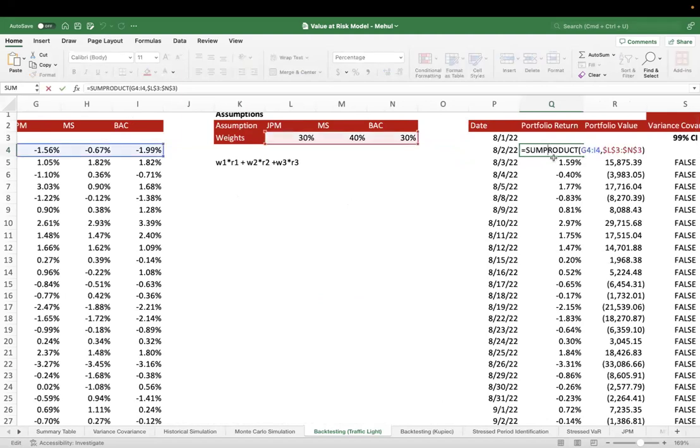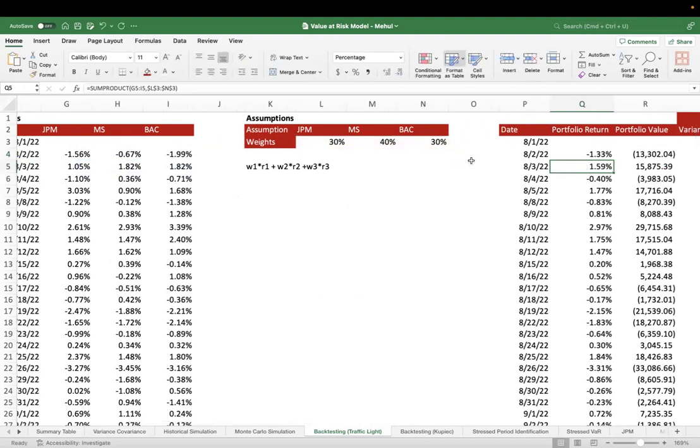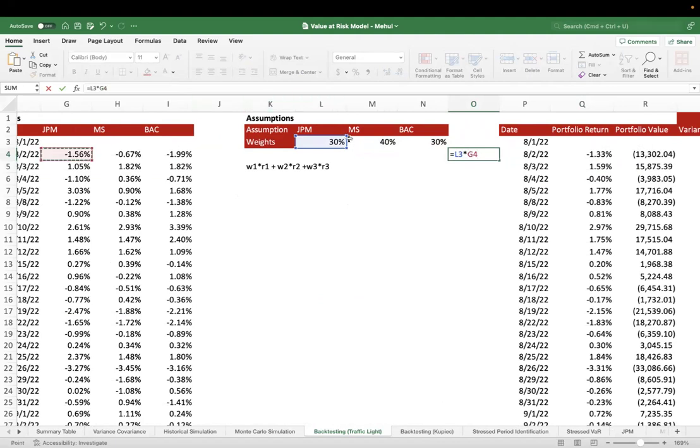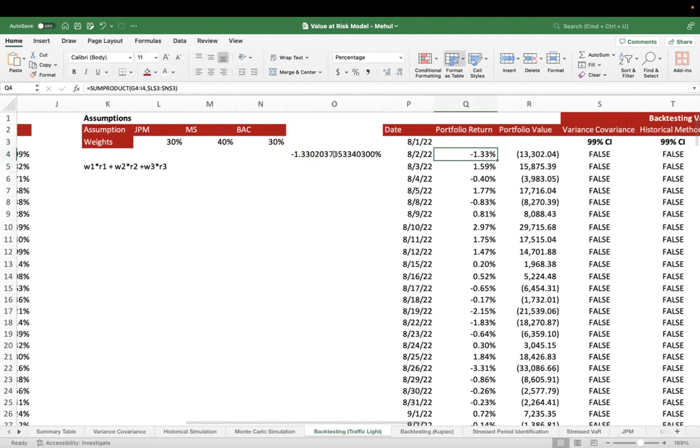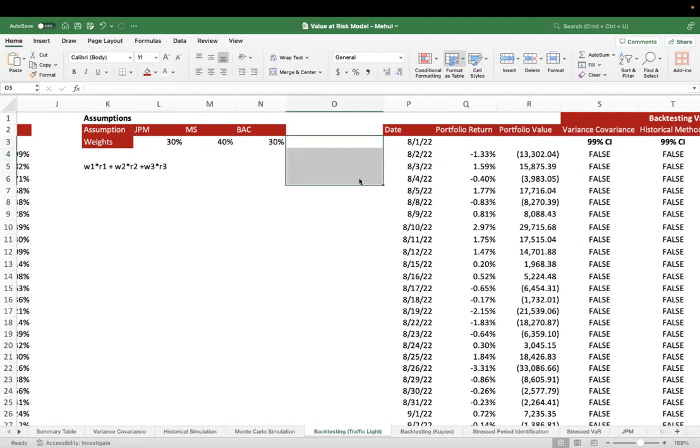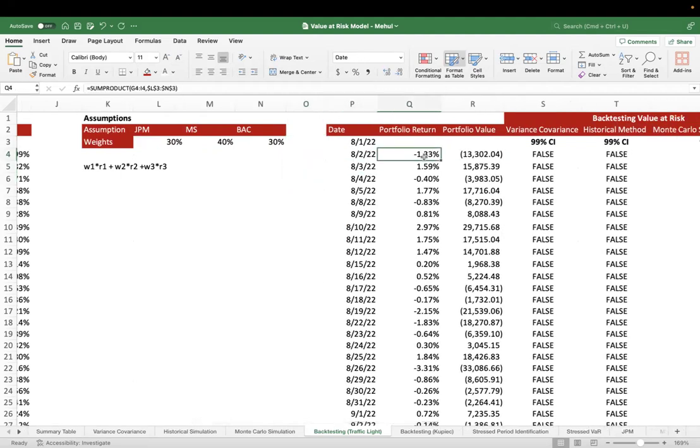So just do the sum product here, and similarly do a sum product here. Let me show you: this multiplied by this, plus this multiplied by this, plus this multiplied by this. Now we got negative 1.33%, and similarly here also we got negative 1.33%. So both formulas are the same; it's just the way you want to use it. I like to use sum product directly, or you can use W1 R1 plus W2 R2 plus W3 R3.